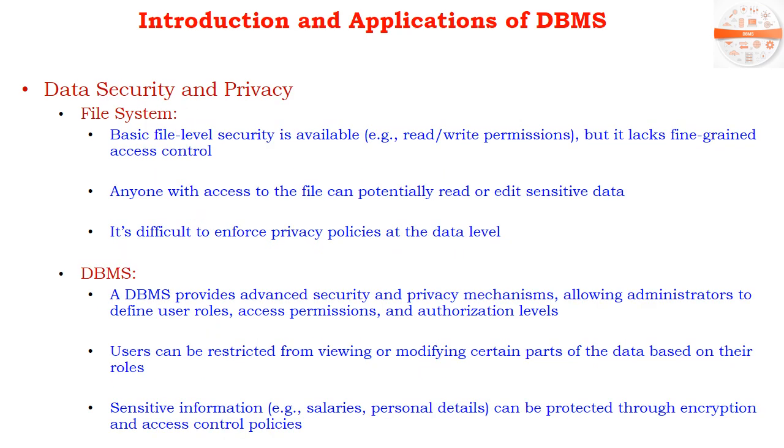Data security and privacy. In a file system, only basic level security is available, so an unauthorized person may enter to edit your code or delete your sensitive data. But a DBMS provides advanced security and privacy mechanisms. It allows the administrator to define user roles, access permissions, and authorized levels. So the user can be restricted from viewing or modifying certain parts of the data based on their role.